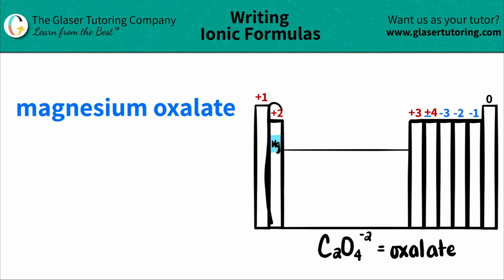And all elements in group 2 are all alkaline earth metals. So they're metals, and they all have a charge of +2. They all want to give up 2 electrons. So I'm going to say Mg plus 2.